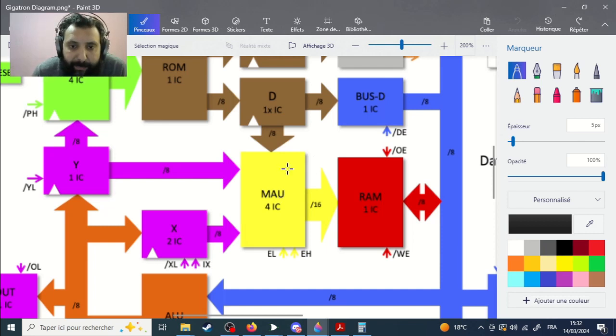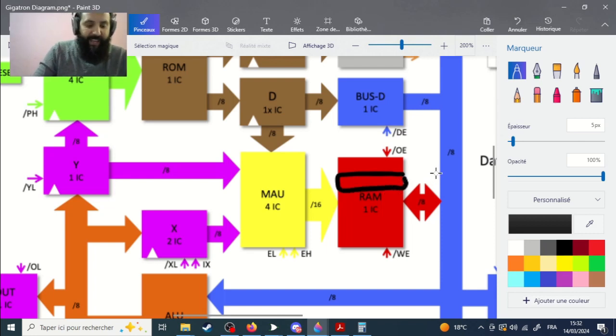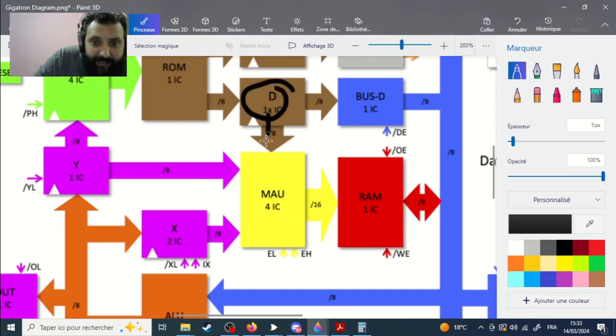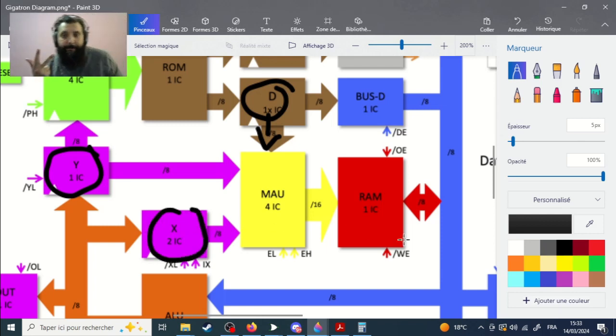The address can be formed from three different sources. You have three sources to create the address of the cell inside the RAM. We have the D, the value that comes with the instruction, we have the Y, and we have the X registers. These are the three main sources to construct our address. And the MAU composes the address used by the RAM.